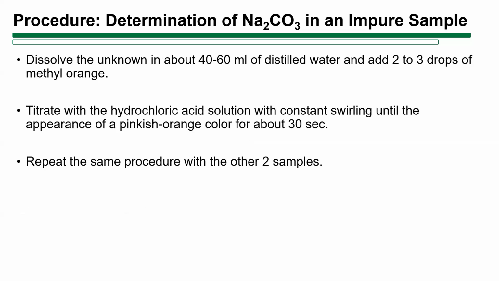After you have placed your samples in Erlenmeyer flasks, you do the same thing as the second part. You dissolve your unknown in about 40 to 60 ml of distilled water. You add 2 to 3 drops of methyl orange. Then you titrate until, again, you reach a pinkish orange color for about 30 seconds. And then you repeat the same procedure with the other 2 samples.